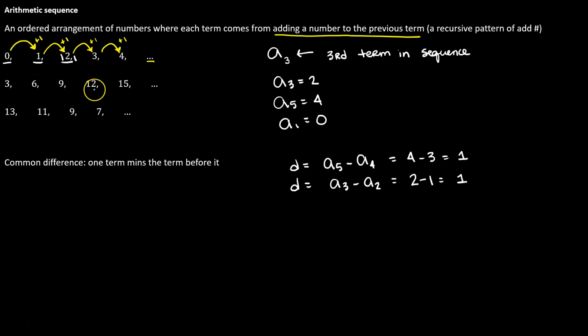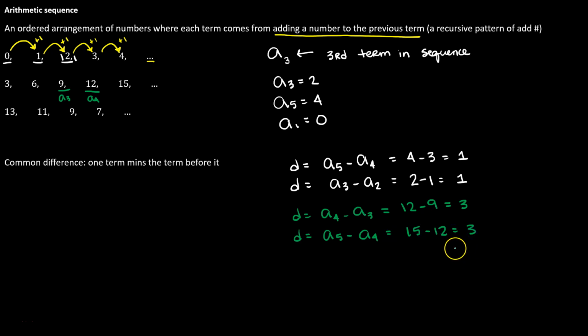Let's pick any 2 terms, A4 and A3. To find the common difference, I'll do A4 minus the term before it, which is A3. That looks like 12 minus 9. 12 minus 9 is 3. So we suspect this could be the common difference, but we should double check. Let's pick two more terms. How about A5 minus A4? That would be 15 minus 12. This is also 3. And if we really wanted to be sure, we could double check that adding 3 will take us all the way down the sequence, which it does.